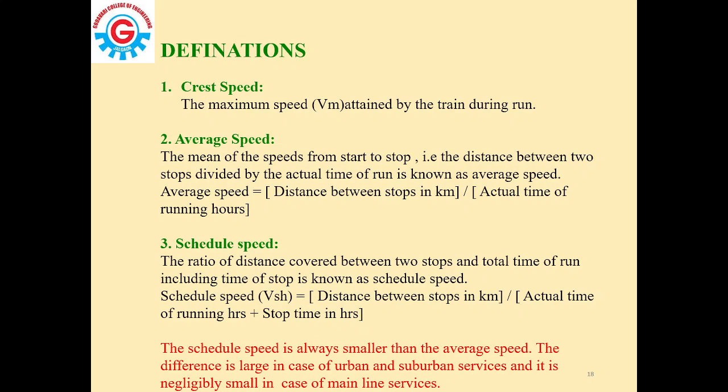Then the third definition is schedule speed. The ratio of distance covered between two stops and the total time of run including the time of stop is known as schedule speed. It is denoted by VSH. VSH is equal to the distance between two stops in kilometers divided by the actual time of run in hours plus stop time in hours. So the schedule speed is always smaller than the average speed. The difference is large in the case of urban and suburban services, and it is negligibly small in the case of mainline services.